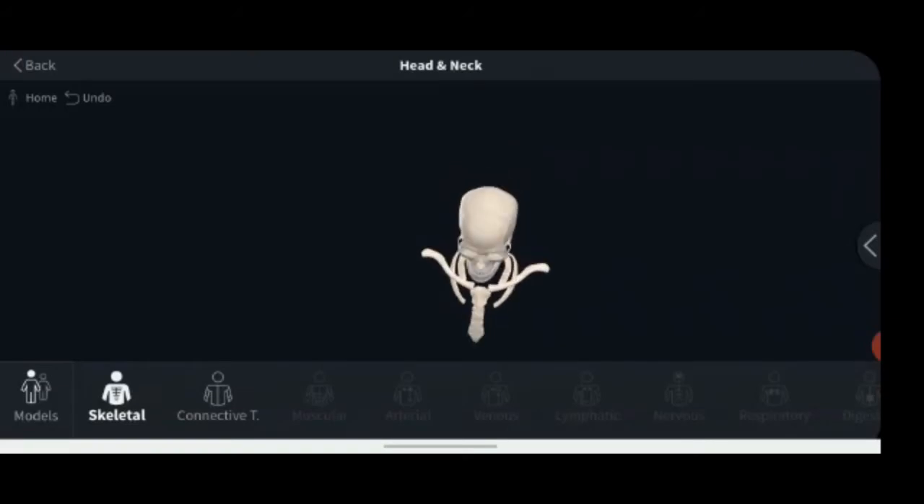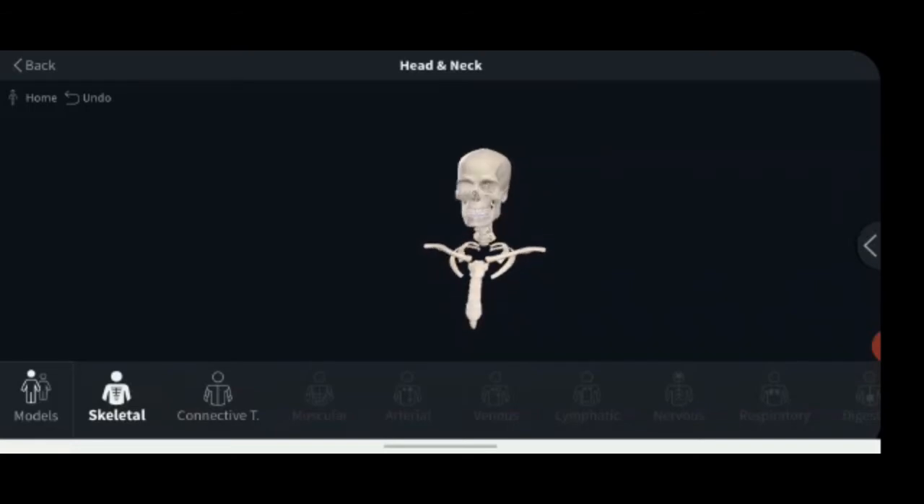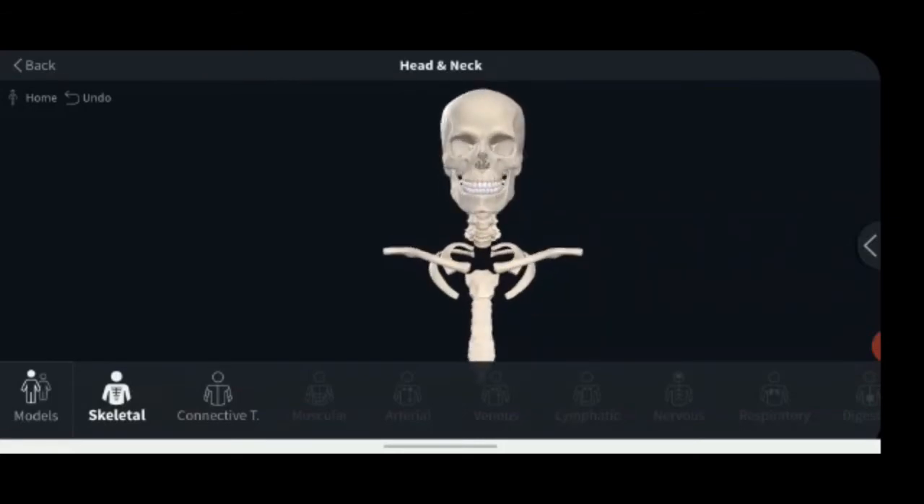The vault of the neurocranium is also known as calvaria. This is the vault of the neurocranium, which is called calvaria. It is composed mainly of membrane bones, whereas the bones forming the base of the skull are formed mainly of cartilage, the chondrocranium. So that is about the neurocranium. Now we will see the splanchnocranium.